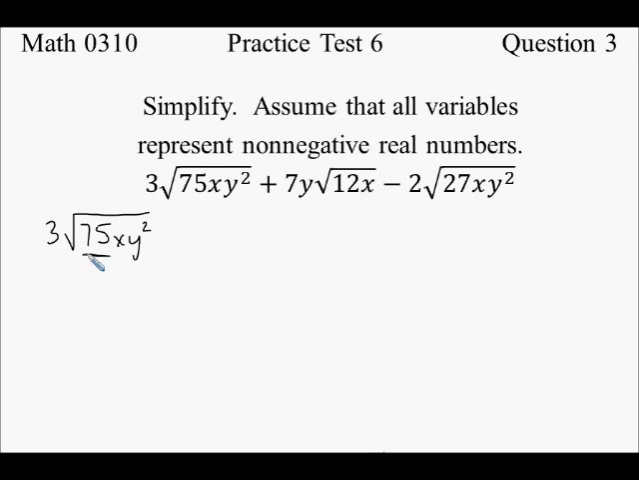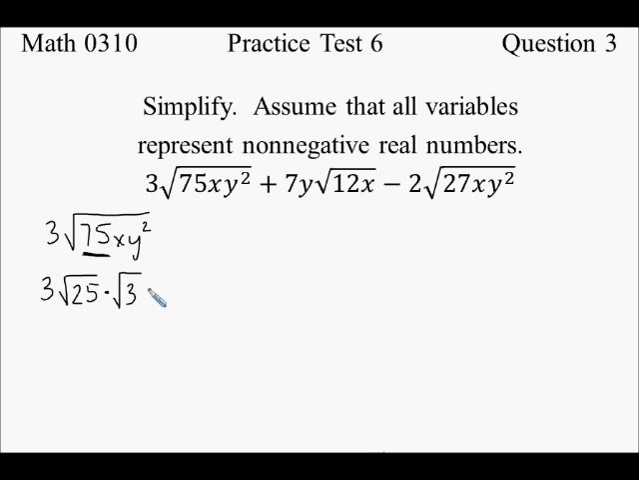So if we look at the 75 here, 75 has a perfect square. 25 goes evenly into 75. So we could think of the 75 as square root 25 times, and 25 times 3 gives us 75. So we have square root 25 times square root 3. That's the same as square root 75.